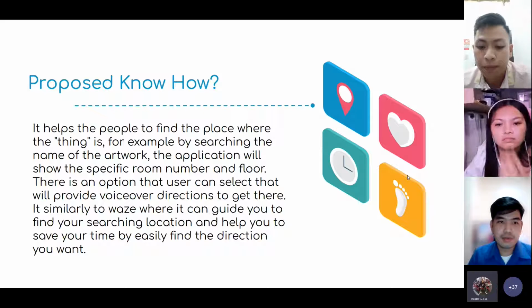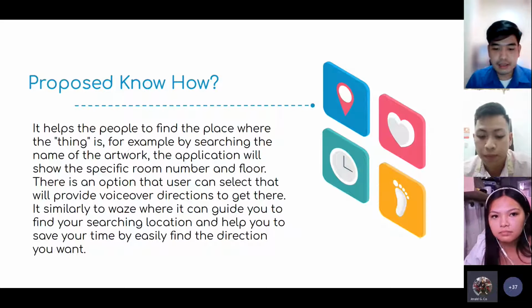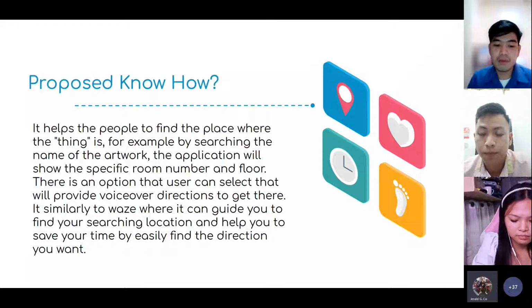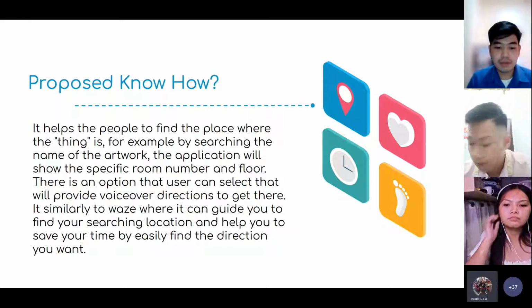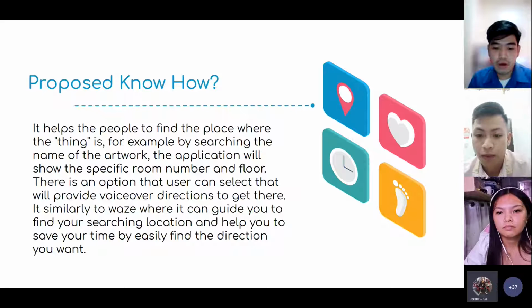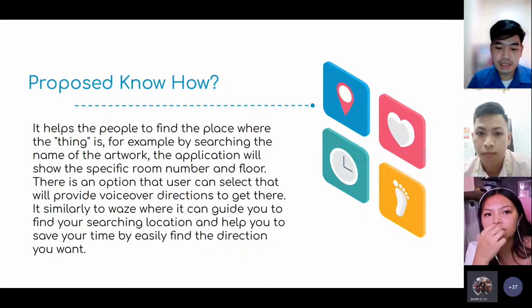So the next slide is proposed know-how. In this slide, this would explain how our application helps our beneficiaries. So the app helps people to find the place they want to go. For example, they want to go in the museums, specifically, they want to explore inside the said place.